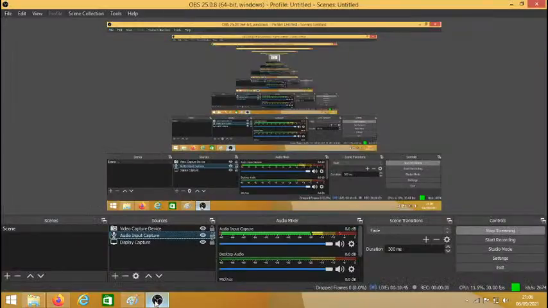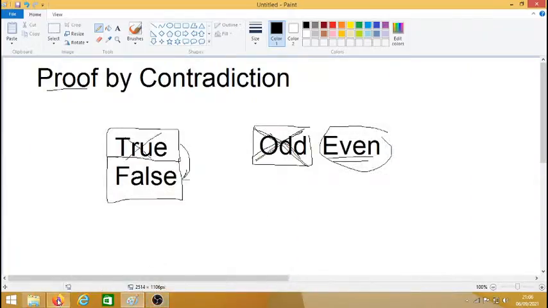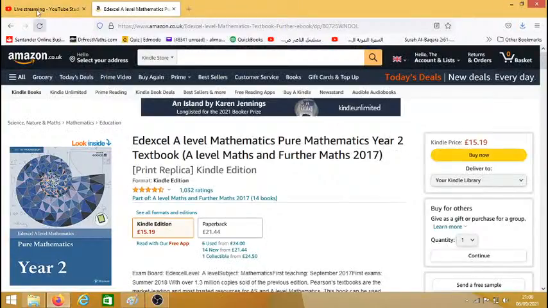So just before I carry on, let me just check that the sound is coming through. If you could just confirm in the chat window.